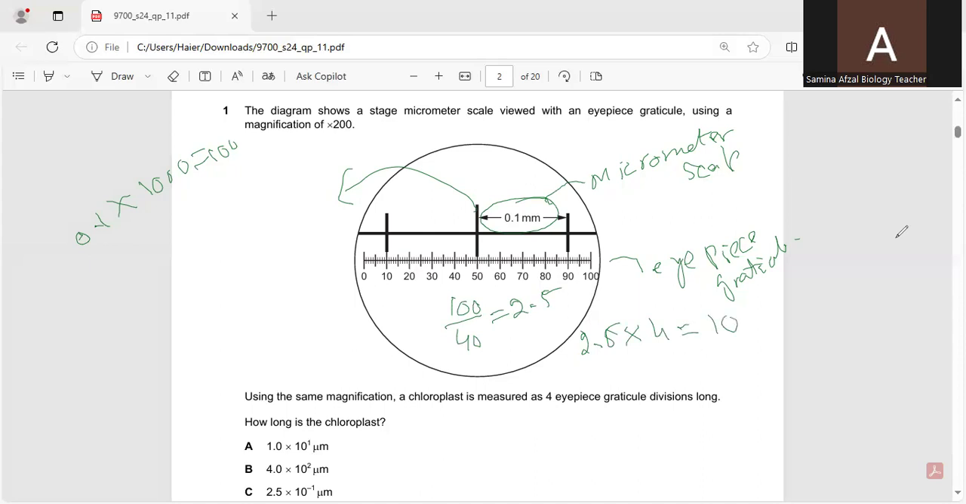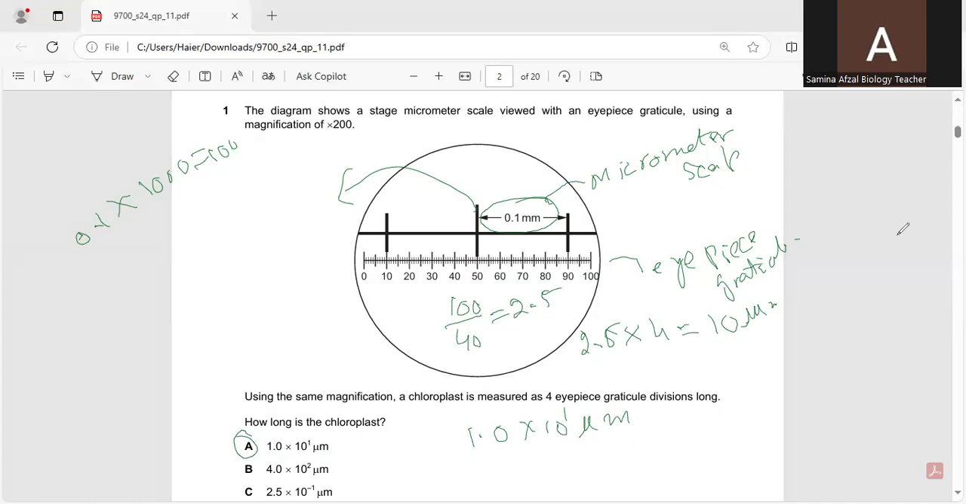We can write 10 micrometer. We can write it in this way, 1.0 times 10 raised to power 1 micrometer, and it is equal to A. So A is the correct option.